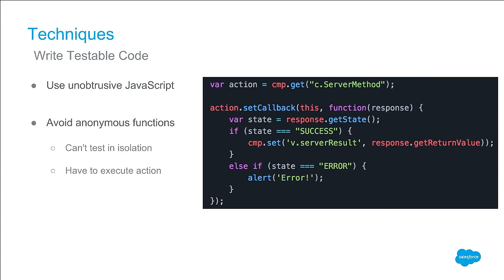Here's an example of an anonymous function. This is from a Lightning component, so I create a server-side action, and then I set my callback, and I've got an anonymous function which processes the result. So the only way I can test that anonymous function is by actually carrying out the server-side action and getting a response and processing it, which is not necessarily what I want to do, because I don't want to hit the server because I'm running in a test context.